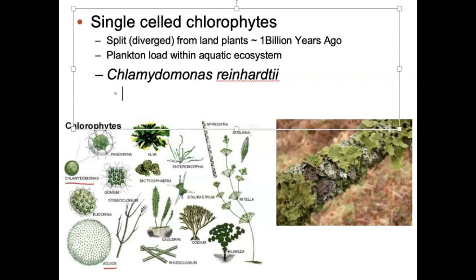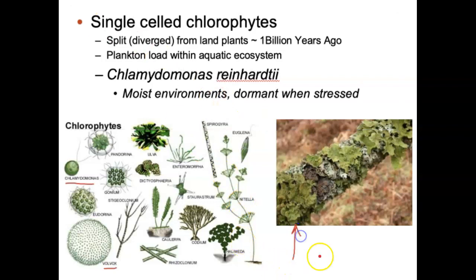Chlamydomonas itself is found in moist environments. They live in moist environments. And these guys can go dormant when they're stressed, stressed being dry. Very adaptable. One neat feature about some of the chlorophytes, it's not a Chlamydomonas feature, but some of the chlorophytes will actually form a mutualistic relationship with fungus.